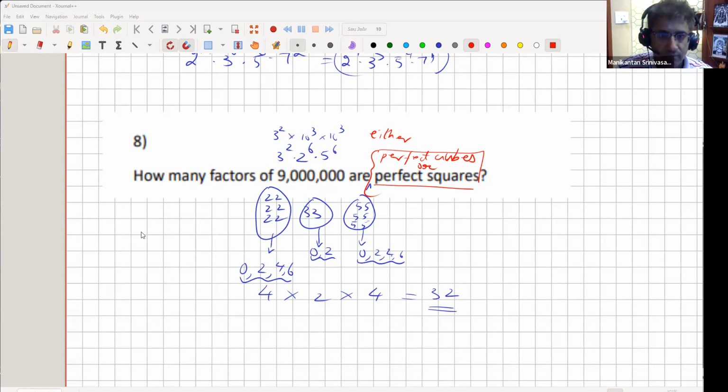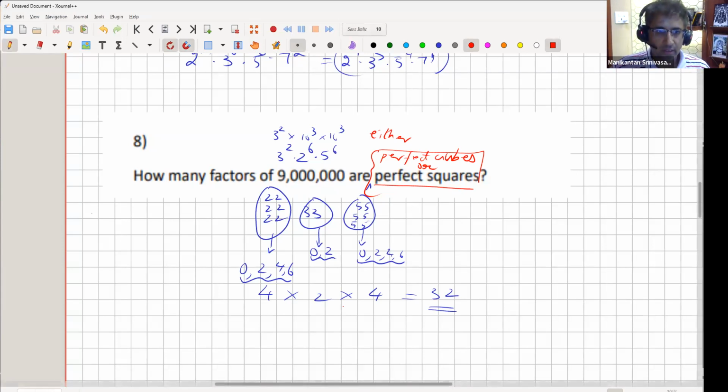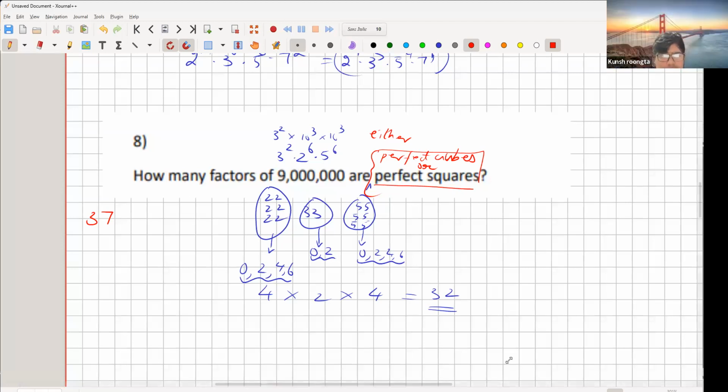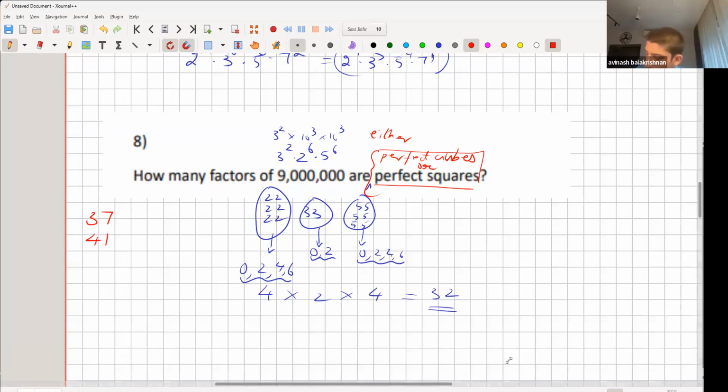So I got 37. 37 from Ananya. Okay, all right. Anyone else agree or disagree with her? I'm getting 41. Yeah, but there's double counting in that, so I'm not sure how to eliminate the double counting. Oh yeah, I forgot about the double counting.